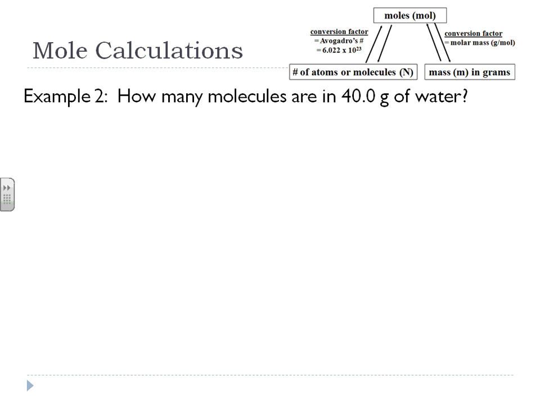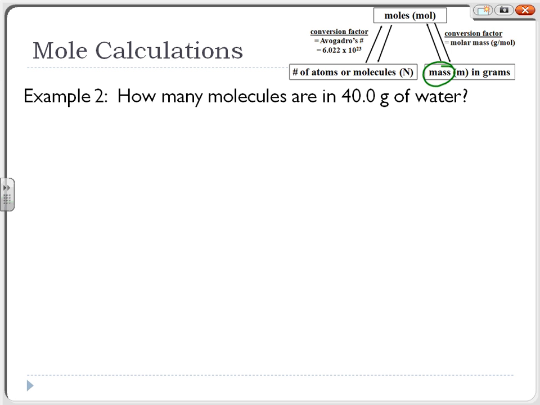So here's another example. How many molecules are in 40 grams of water? So again, I gave you mass, 40 grams of water, and I want you to find, in this case, the number of molecules. Yikes! You'll notice if you look at that little picture in the corner there, there's no direct way, no one step to get from mass to molecules. There's no conversion factor to do that.